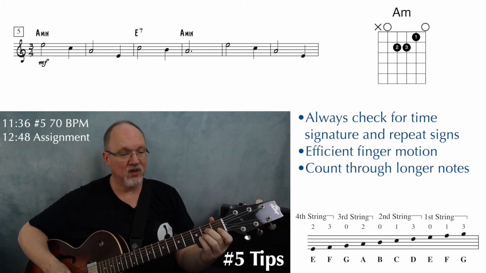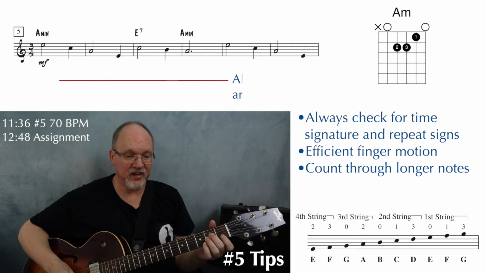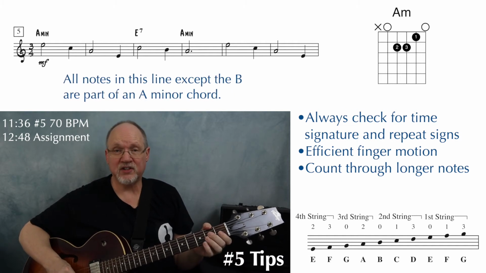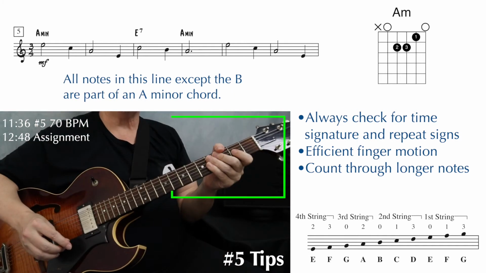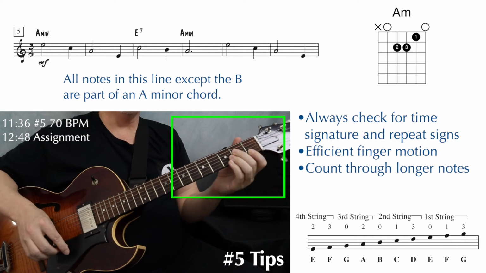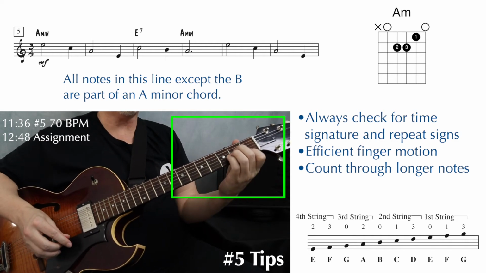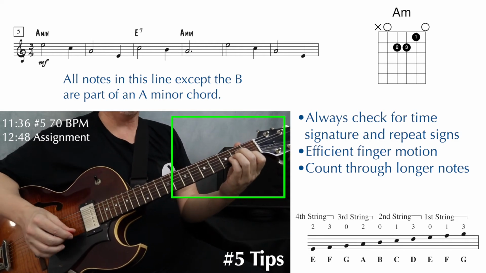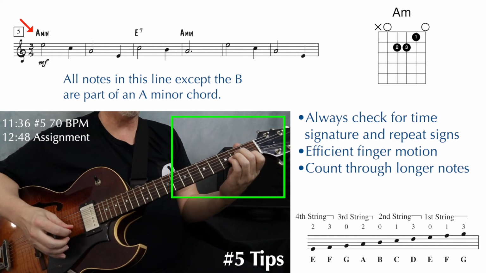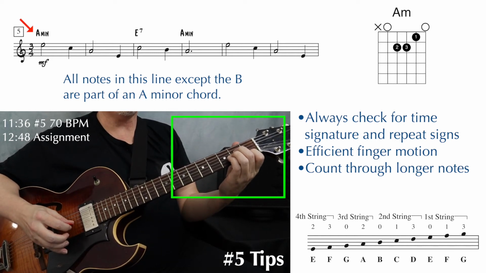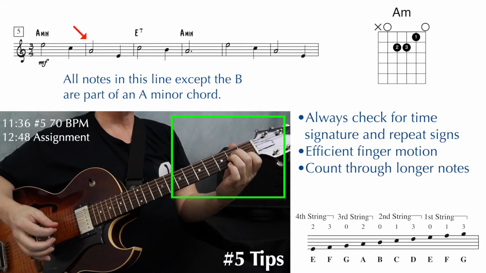Now, one thing that can make this easier, if you've learned how to play your A minor chord, all of those notes in the first line, except for the B at the end of the third measure, belong in an A minor chord. If you've learned that chord, you can just hold the chord down and then pick the correct string. So we have E, C, A, E. That's all just holding down the A minor.